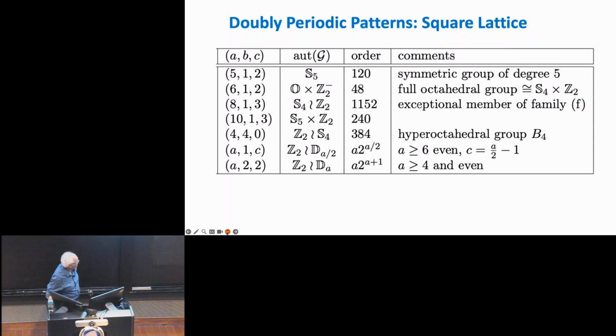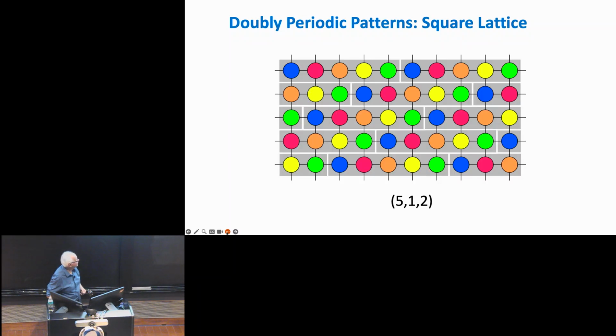I'm not going to prove that. The proof is a bit of a combinatorial scramble using various features of the graphs, but I will explain where some of these funny ones come from. So there's an S5 symmetry, the first one on the list. That's this tiling pattern. So your basic rectangle: blue, red, orange, yellow, green. That's a 5 by 1 rectangle. And then I displace that by 2 and copy it again.